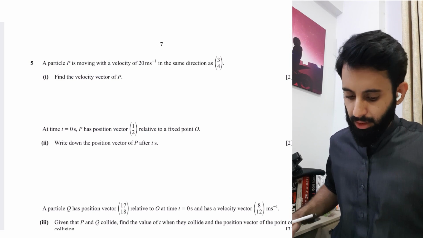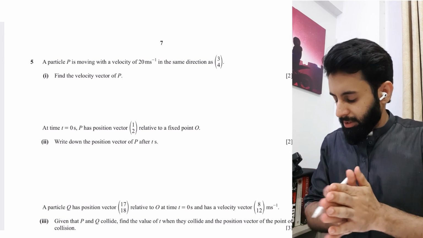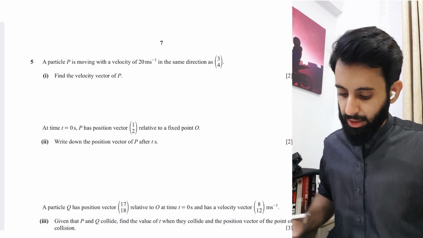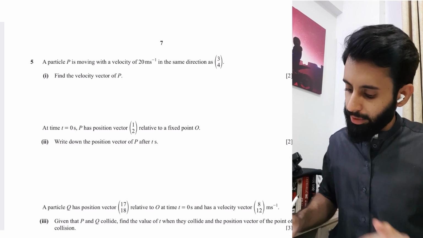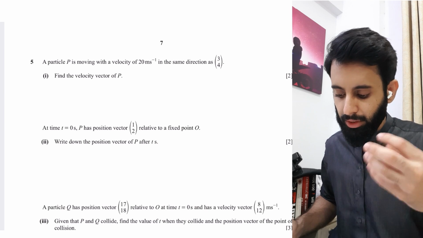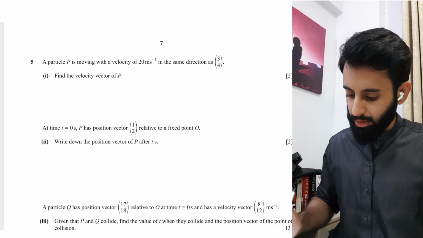So here we have a past paper question, and this, I should mention, is from May/June 2019, paper 1, variant 1. Let's get straight to it. It says a particle P is moving with a speed of 20 meters per second in the same direction as (3, 4). Find the velocity vector of P. So we just did a case where we learned how to find the velocity when you're given the speed and the direction.